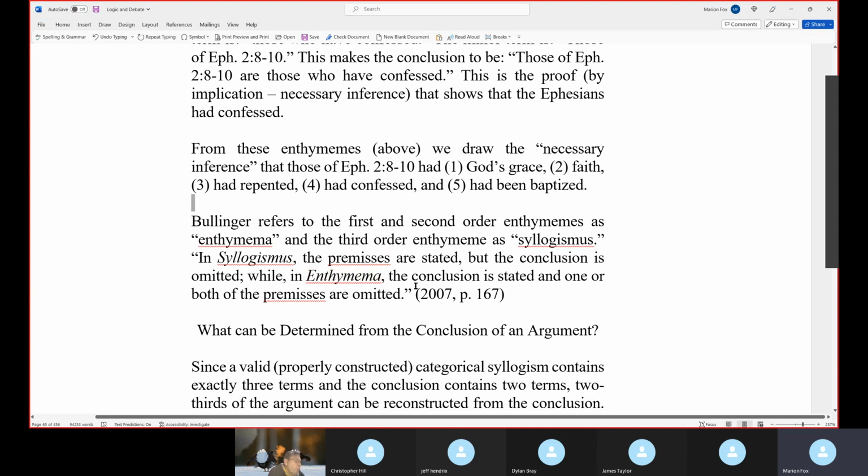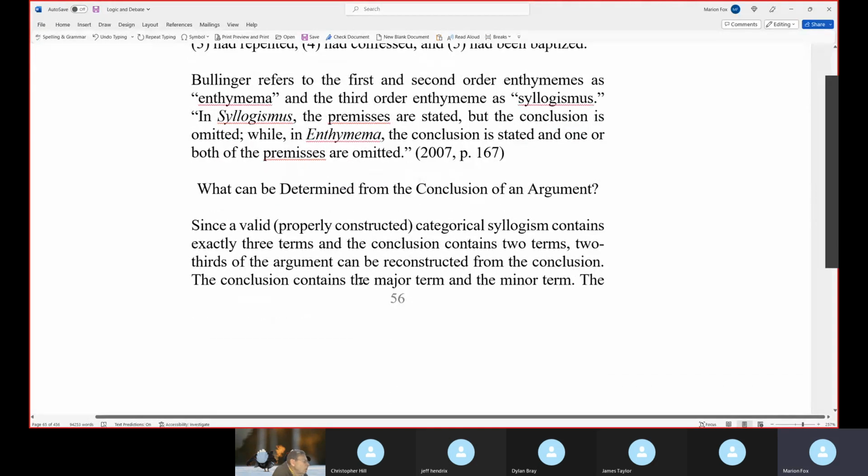In an enthymema, the conclusion is stated, and one or more of the premises are omitted. So he says you can have one or more of the premises omitted if you just have the conclusion. Remember this: if we only have the conclusion, we only have two of the three pieces of information, the major term and the minor term. The minor term is the subject of the conclusion, and the major term is the predicate. We don't have our middle term. Since a valid categorical syllogism contains exactly three terms and the conclusion contains two terms, two-thirds of the argument can be reconstructed from the conclusion. The conclusion contains the major term, the predicate, and the minor term, the subject.